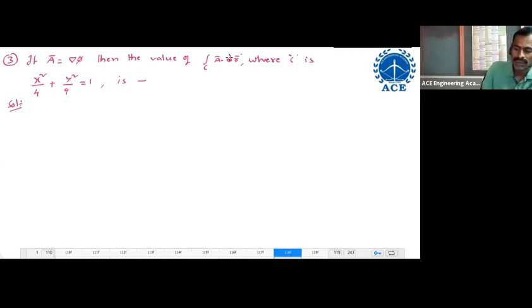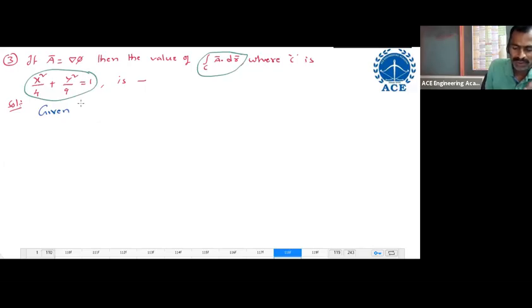We are given a line integral and we are asked to find it along this ellipse, along the boundary of this ellipse region. It is a closed region, its boundary is closed, so C is a closed curve. Whenever the curve is closed, we can evaluate the integral using Green's theorem.